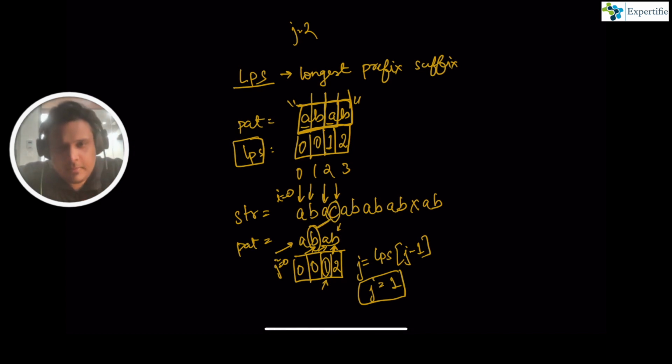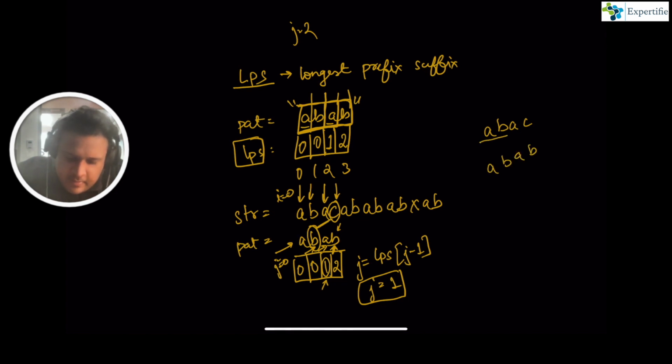Why did it say that? Let us understand this properly. When you had ABAC and you had ABAB, a perfect match happened till here. In this string, is there a suffix which is equal to the prefix? Yes, of length 1, A and A.